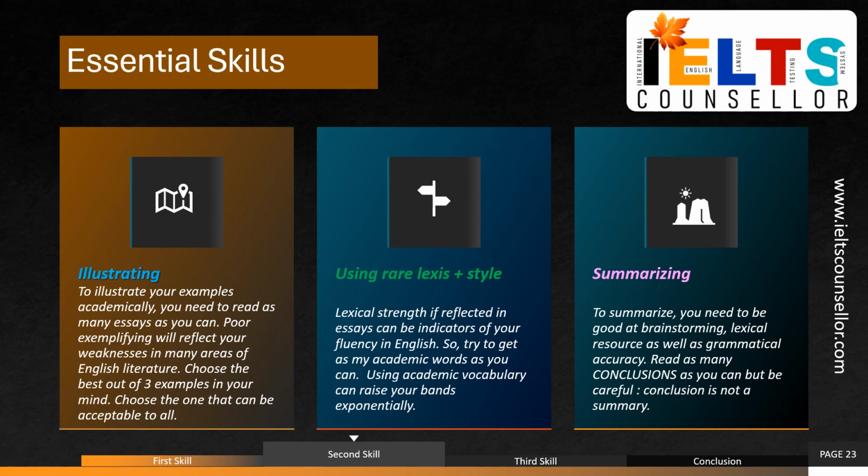4. Illustrating. To illustrate your examples academically, you need to read as many essays as you can. Poor exemplifying will reflect your weaknesses in many areas of English literature. Choose the best out of 3 examples in your mind. Choose the one that can be acceptable to all.